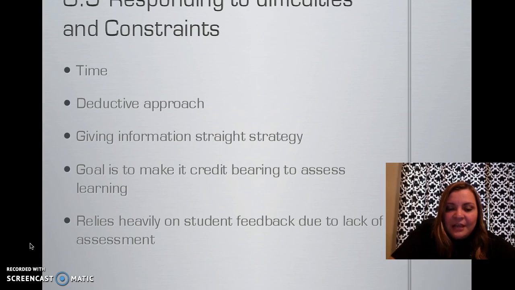Due to the lack of time and the fact that the workshops are not courses, the students do not do writing in the workshop. Instead, it is limited to the descriptions of writing, but it does not include writing tasks. So the goal is to make it a credit-bearing course so that the teacher can assess the learning. Currently, the teacher relies heavily on the students' feedback in the workshop evaluation.